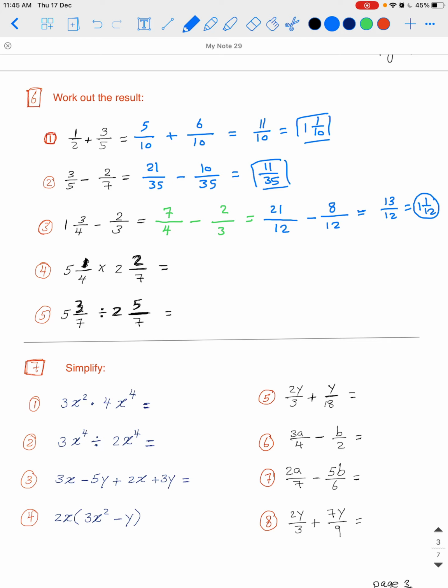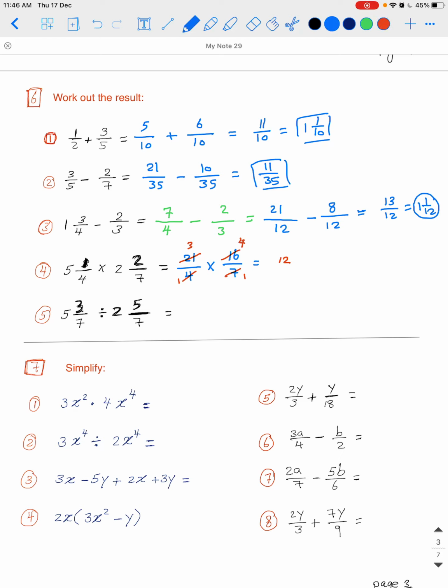Okay, next one. This is multiplication, so easy. Just convert. 5 times 4, 20. 20 plus 1, 21 over 4. Multiply by 2 times 7, 14. 14 plus 2, 16. 16 over 7. Let's simplify. Divided by 4 equals 1. Divided by 4 equals 4. Divided by 7, 1. Divided by 7, 3. So 3 times 4, that's 12.